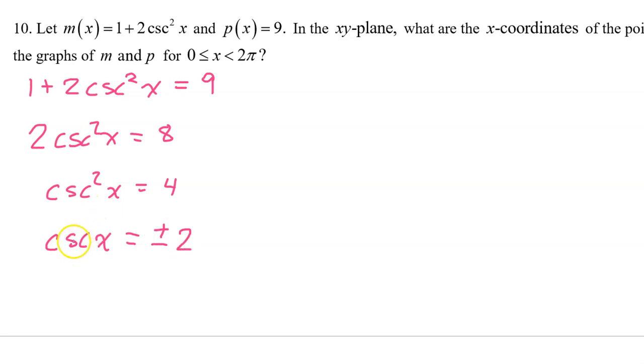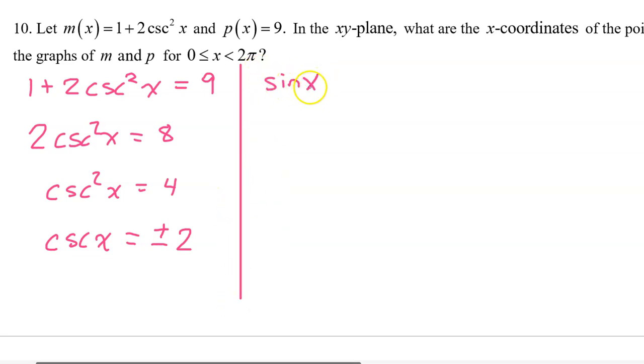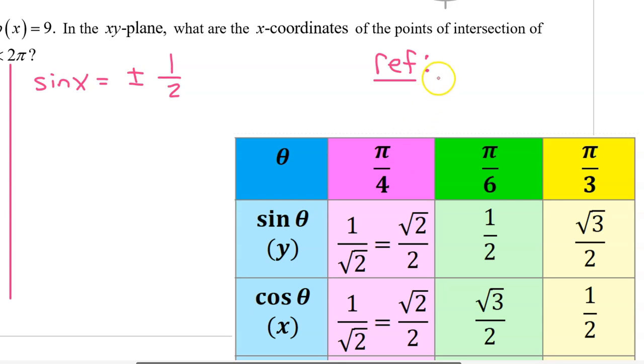Cosecant is the reciprocal of the sine function. So if we take the reciprocal of both sides of this equation, we get the sine of x is equal to plus or minus 1/2. We can determine the reference angle by ignoring the plus or minus and asking ourselves the sine of what is equal to 1/2. We have memorized that the sine of pi over 6 is equal to 1/2. So the reference angle is pi over 6.